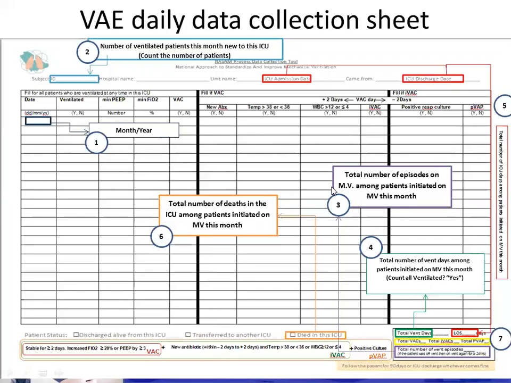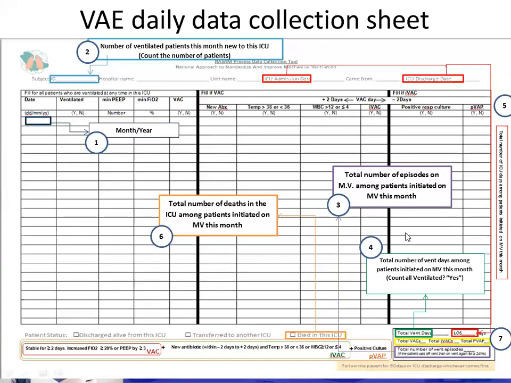The third thing is the total number of episodes in mechanical ventilation among patients initiated this month, and it will be documented here. And again, it's difficult to have one episode per patient. And if the patient was extubated and spent 1 calendar day from 12 midnight till 12 midnight the other day, he will be considered to have the second episode.